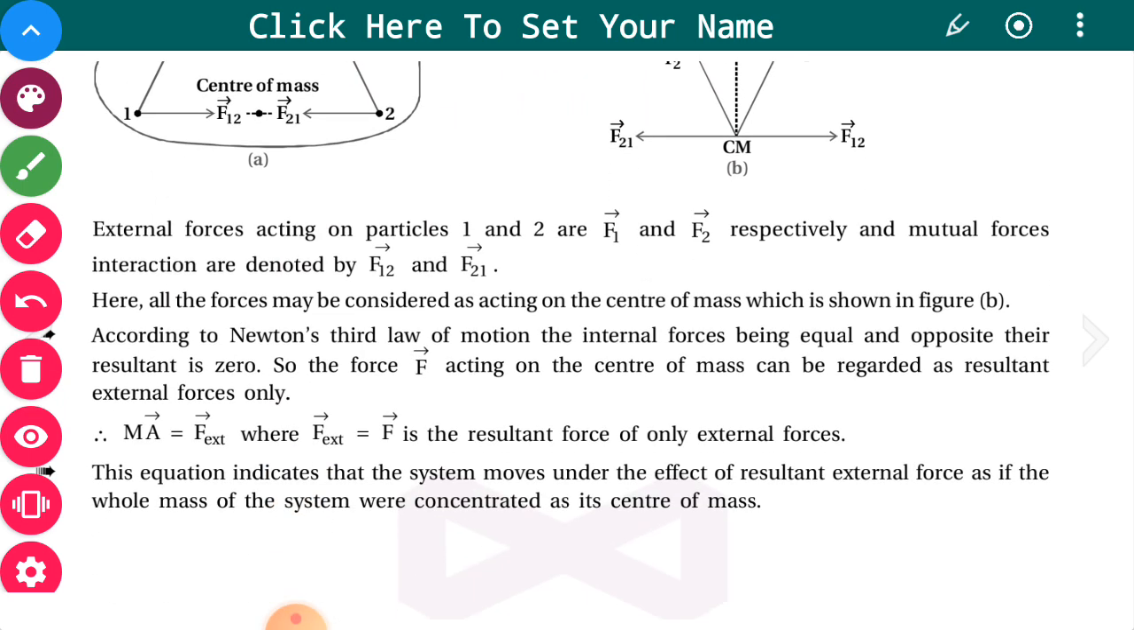So whenever we talk about the acceleration, it is only due to external force. Only due to external force, and that mass into acceleration will be equal to the resultant external force. That resultant external force is responsible for the motion of the system of particles.